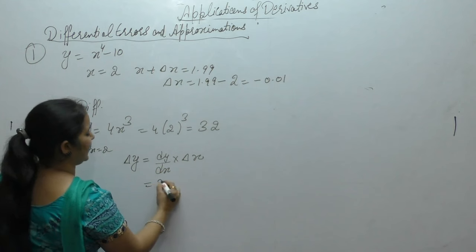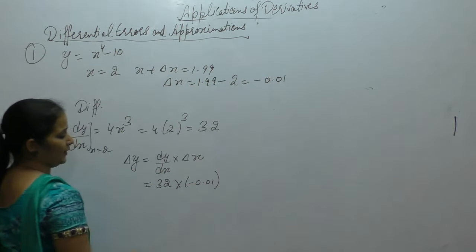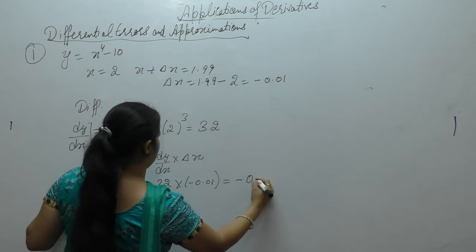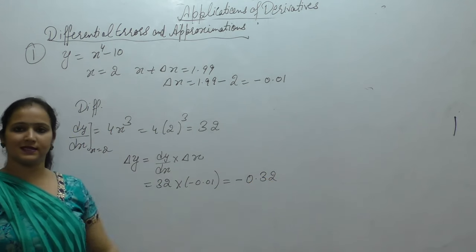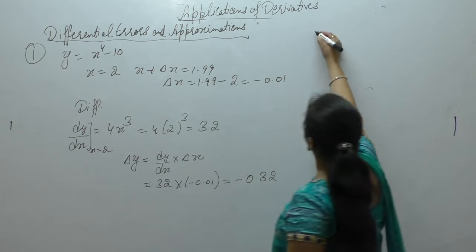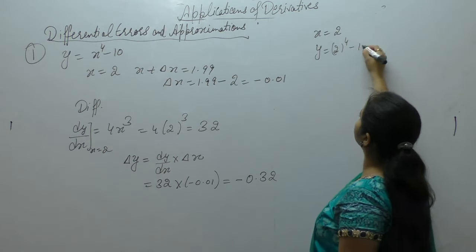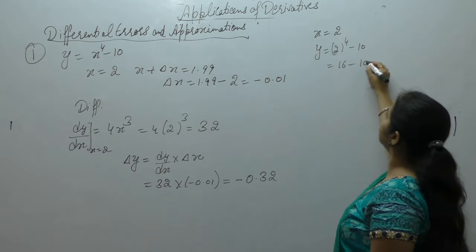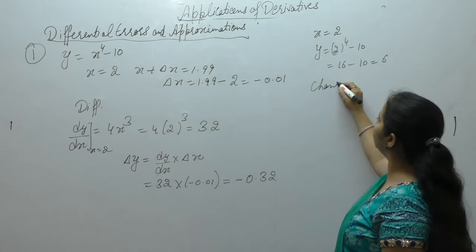Now we have dy upon dx, and delta x is minus 0.01. So what we get? Minus 0.32. So change in y is this. Now when x is equal to 2, then y is 2 power 4 minus 10, 16 minus 10 is 6. Now change of value in y.